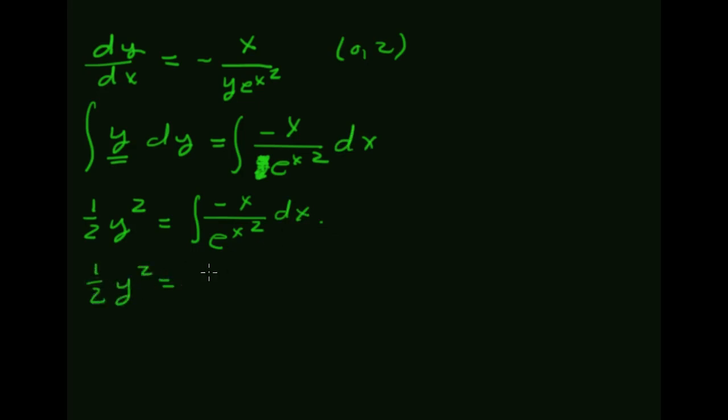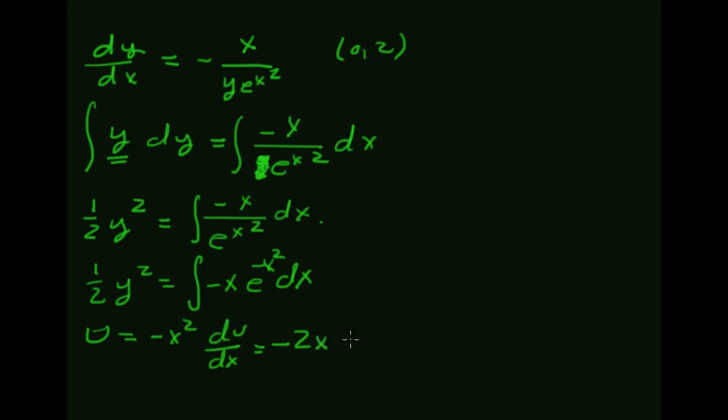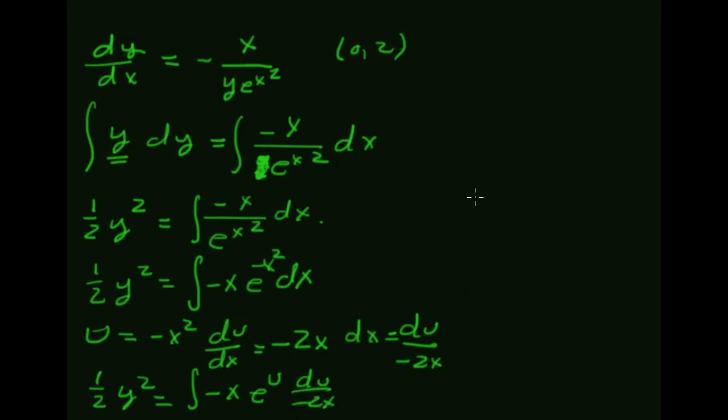Negative y squared is equal to the integral of negative x e to the negative x squared dx, right? So just let u be negative x squared. That means that du dx is negative 2x, which means that dx is du over negative 2x. So, all right, that's going to give me 1/2 y squared is equal to the integral of negative x e to the u du over negative 2x.